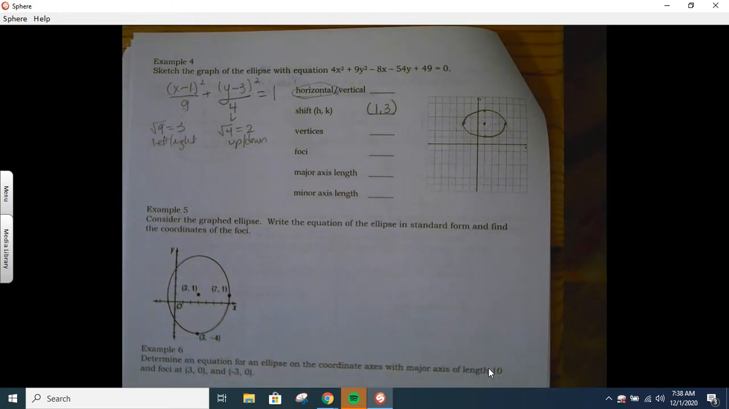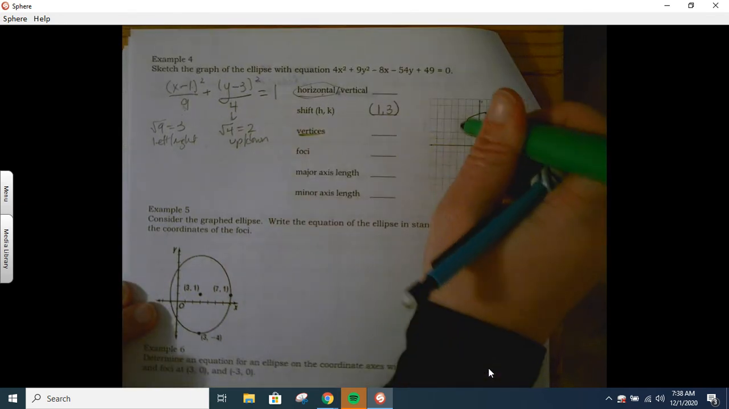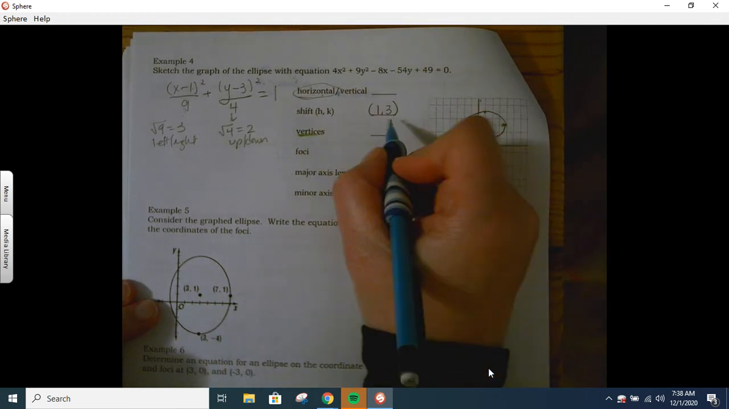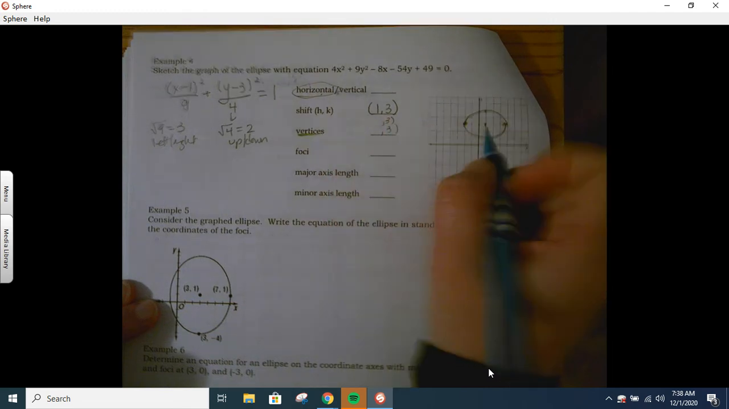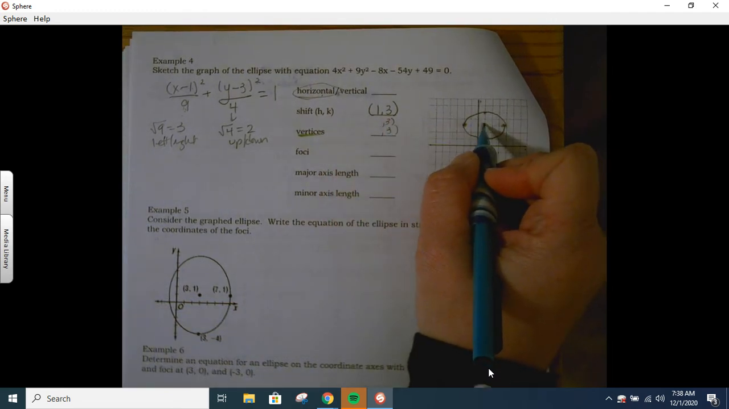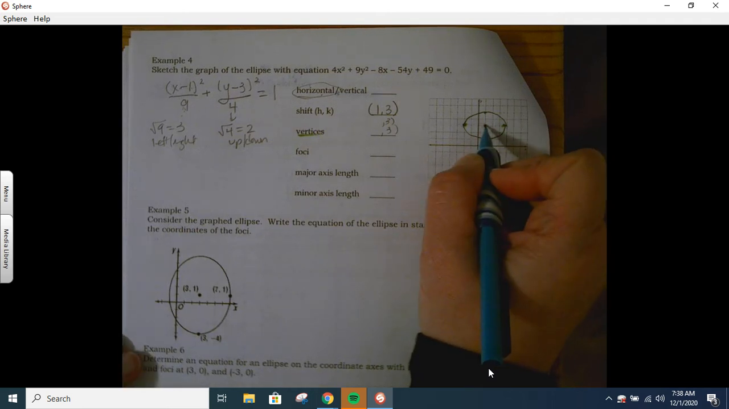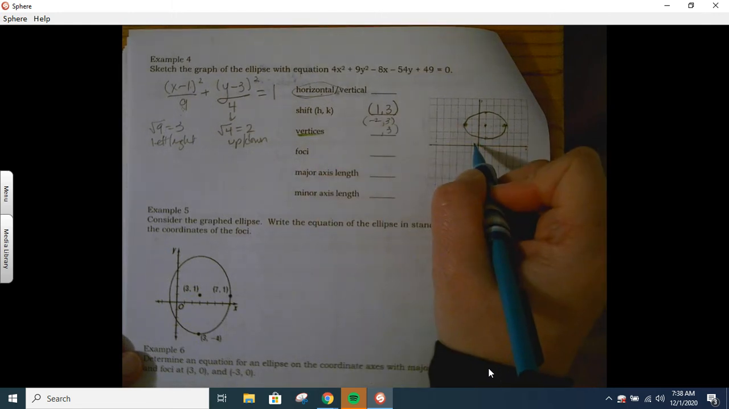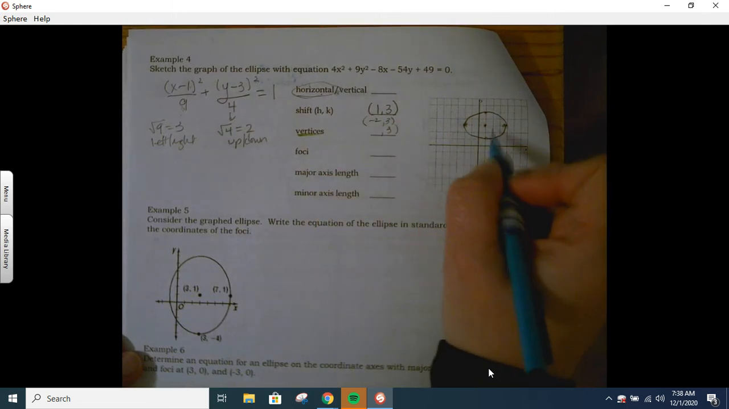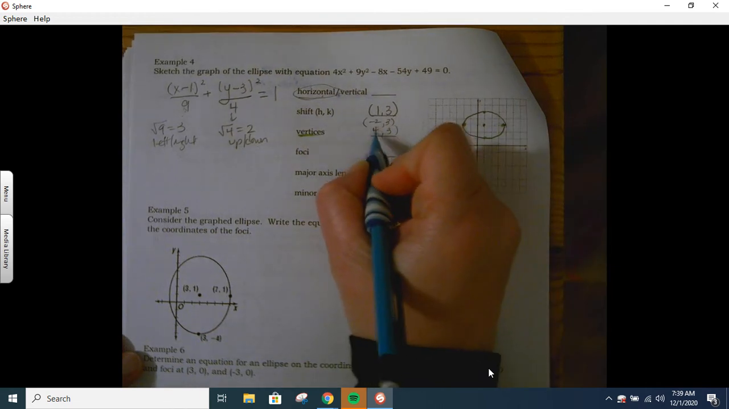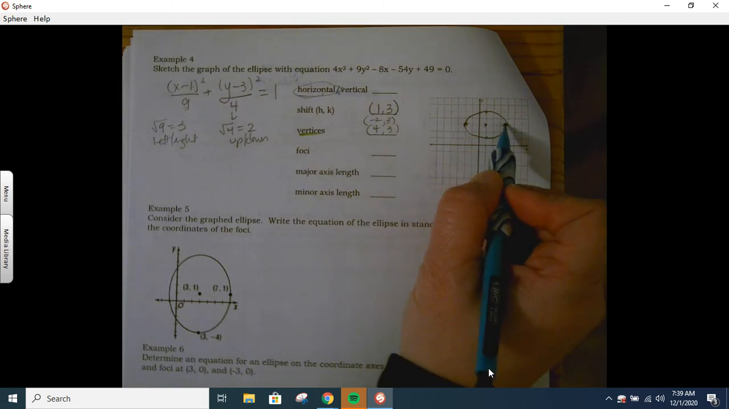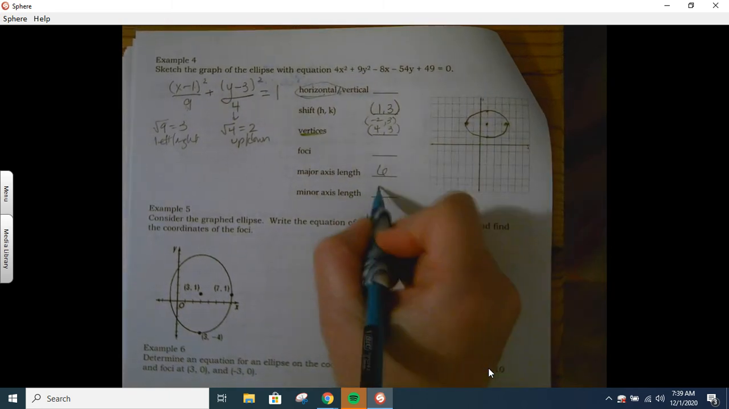Okay, my vertices are the endpoints of the major or longer axis. So I can think, all right, I know I went to the right one and up 3, and these are the y value is 3 for both of these. And it's from the 1 I had gone to the left and to the right 3. So if I was at 1 and I went to the left 3, I'm at -2. And you can also just look at the graph. This is at -2, 3. And then here I was at 1 and I went to the right 3, so that's 4. My major axis, again, I went 3 left, 3 right, so that's 6. And then I went up 2, down 2, so that's 4.